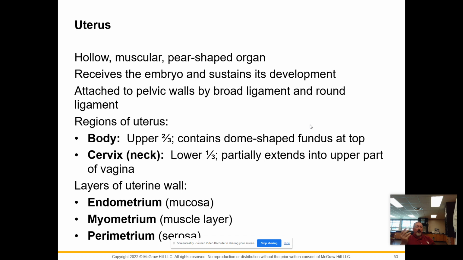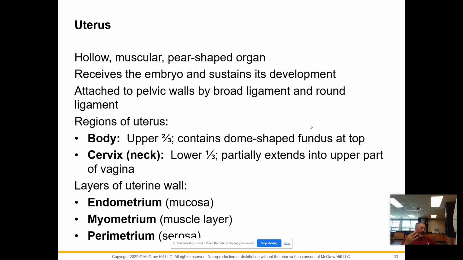All right. So these are going to be attached to the pelvic walls or the broad ligament and also the round ligament. We've seen this again and again. The uterus is going to have two major regions. It's going to have the body, which is going to be the upper two-thirds. Then it's going to have the bottom third, which is where they're going to have opening into the vaginal canal. This is called the cervix, also called the neck.